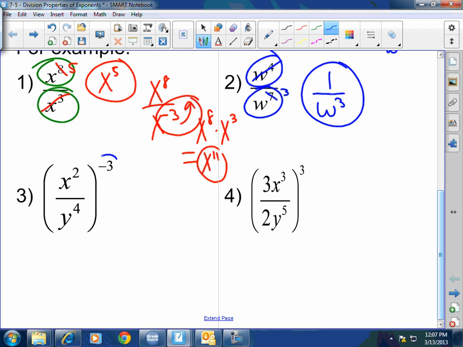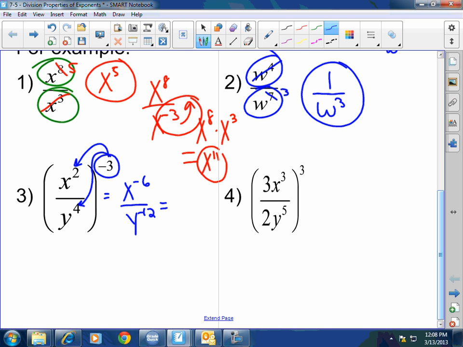Next, whenever I raise a power to a power, whether it's a power by itself, a product, or a quotient, I'm going to distribute that exponent to every single exponent inside of the parentheses. So in this case, this is going to equal x to the negative 6 over y to the negative 12. But I never can have negative exponents, so how do I make these positive, sir?